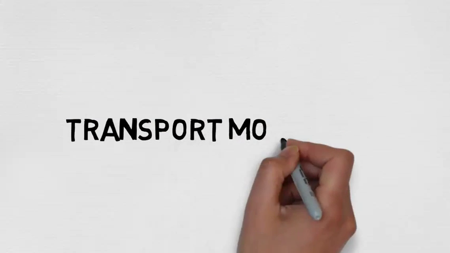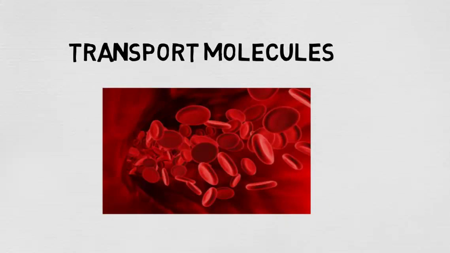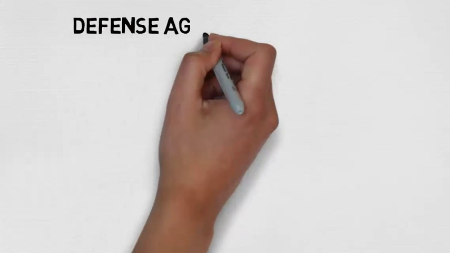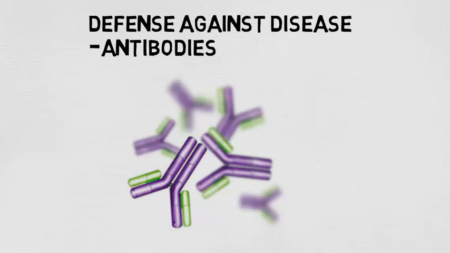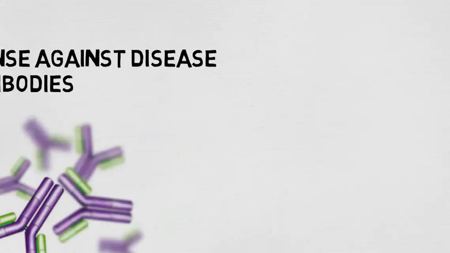Next, we have transport molecules. So protein is a major element in transportation of certain molecules. Hemoglobin is an example of a transport molecule because it transports oxygen throughout our body. Next, we have defense against disease. So proteins form antibodies that help prevent infection, illness, and disease.